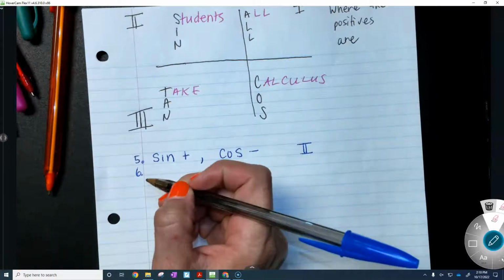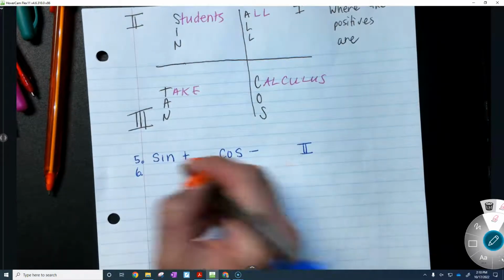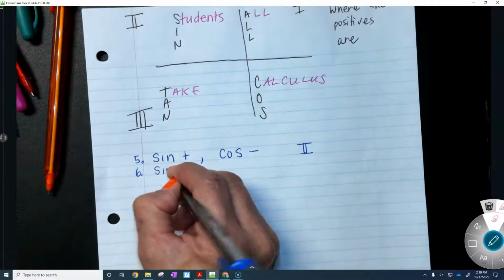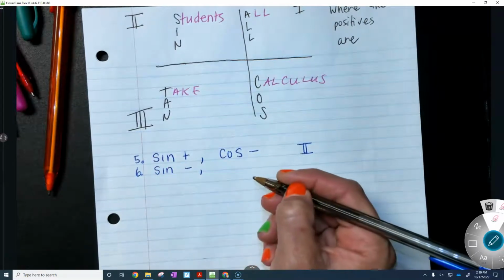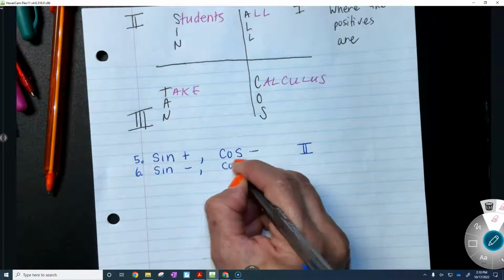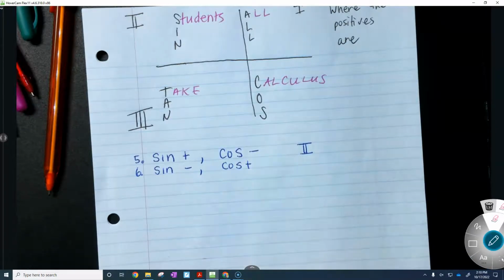Number 6 says this. This time we want sine to be negative, and we want cosine to be positive. Where's that at? Look at our table. Quadrant 4. There you go. Quadrant 4.